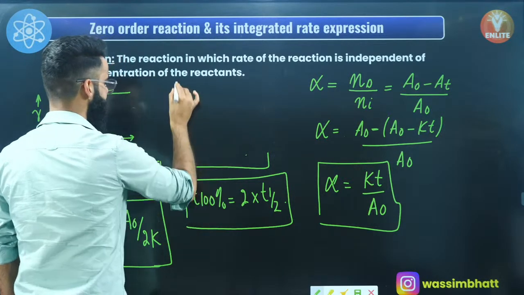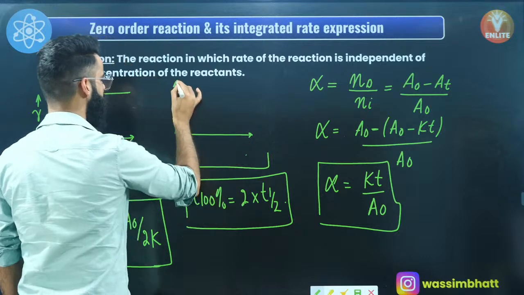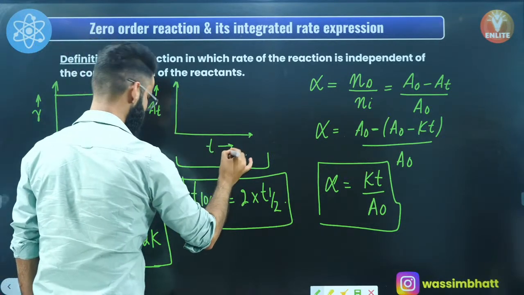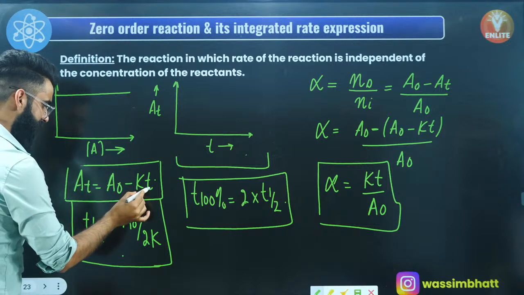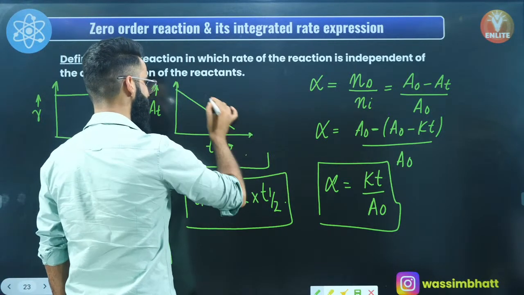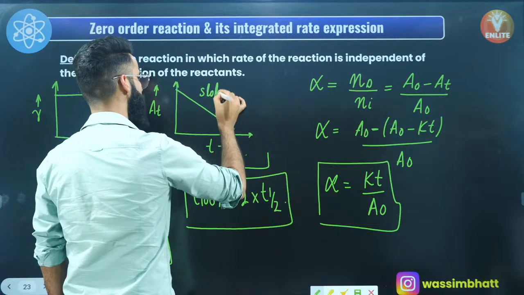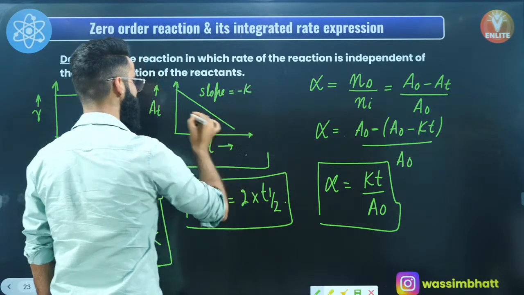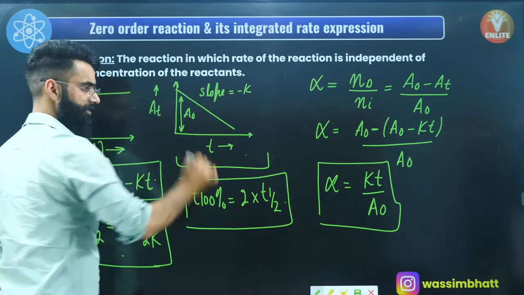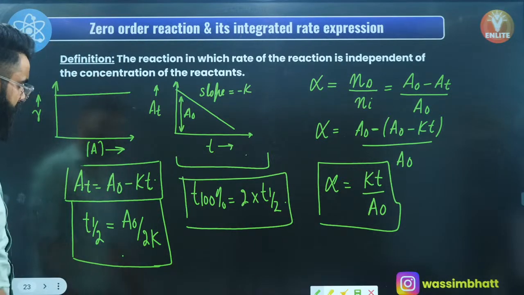Similarly, my dear people, the second curve which I would want you guys to remember for the zero order reaction is going to be between A_t versus t. So A_t versus t is in the form of y is equal to minus mx plus c. So the curve is going to be like this. If I talk about the slope of this particular curve, it's equal to minus k. If I talk about the intercept of this particular curve, it is equal to A_0, right? This is one more curve which I would want you guys to remember.